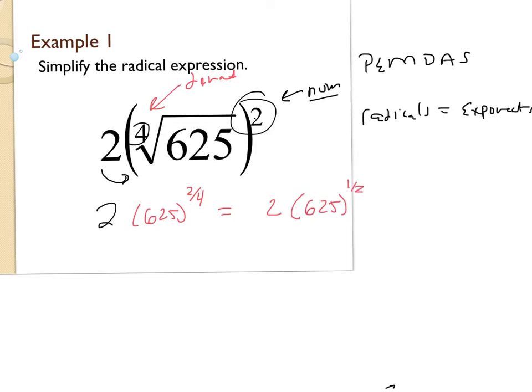Okay, well, what's 625 to the 1/2? Well, that's the same as the square root. Anything to the 1/2 is the same as the square root of the number, because it's 625 to the first and the root is a second root. So it's a square root. This makes it much easier to work with, and we should know that the square root of 625 is 25. And so without using a calculator, we get to our solution, which is 50.